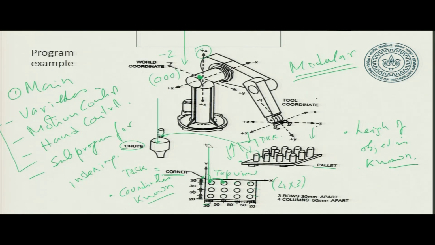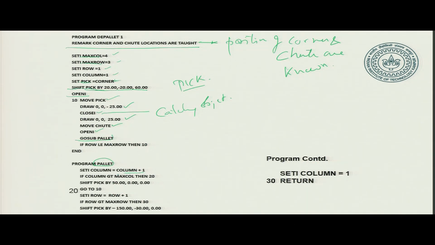But now it needs to check whether it has exceeded the number of columns or not, okay. So, it increases the number of columns by plus 1 and then checks whether it has exceeded the total number or not. If it has exceeded, it moves to row number 2, okay. So, this is how the subprogram is written. So, it sets column equal to column plus 1, increases the number of columns. Then it checks if column is greater than max column, then 20. Now, 20 is here. So, go to 10, okay. Now, if column is greater than max column, then 20, otherwise you shift pick by 50 0 0, okay.